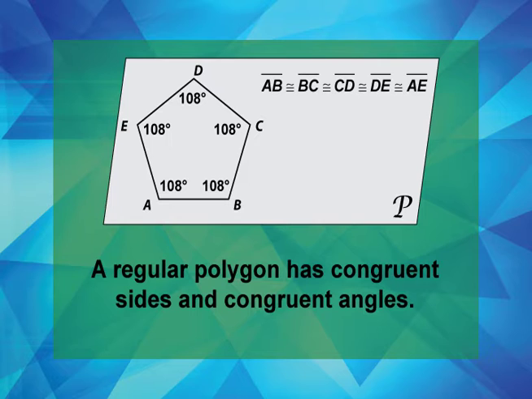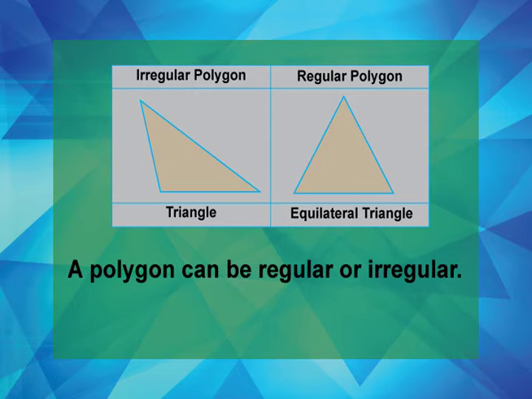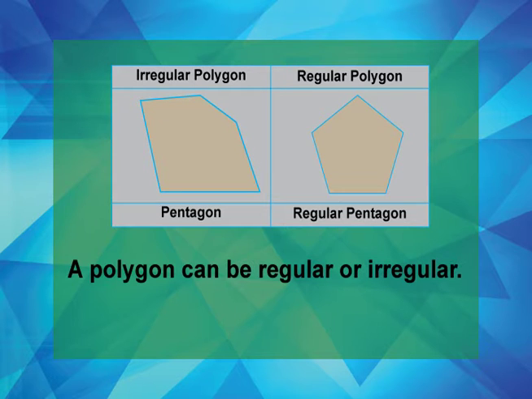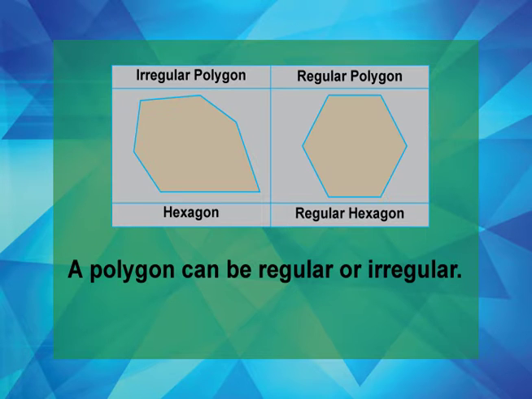Let's look at some examples of regular and irregular polygons. Here is an example of an irregular triangle and a regular triangle. This is an example of an irregular quadrilateral and a regular one. This is an example of an irregular pentagon and a regular pentagon. This is an example of an irregular hexagon and a regular hexagon.